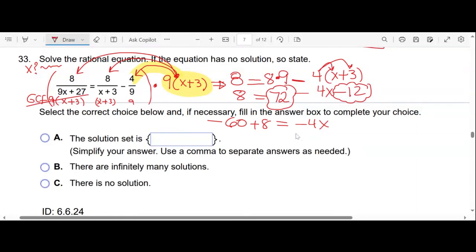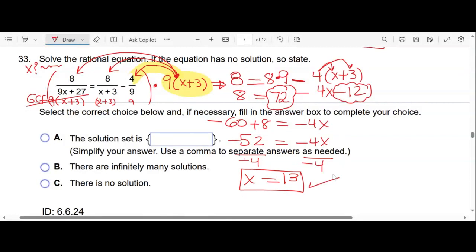Up to here is clear. So it's going to be what? Minus 52 equals what? Minus 4x. And divide by negative 4 on both sides. So x equals how much? 13. Easy as easy.